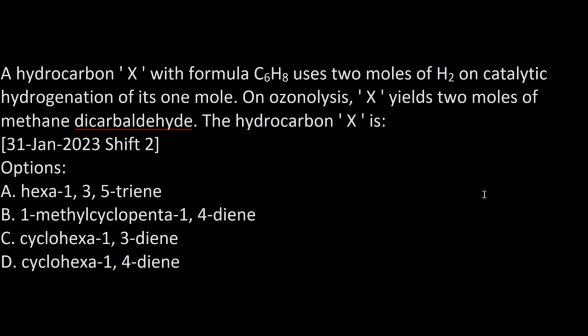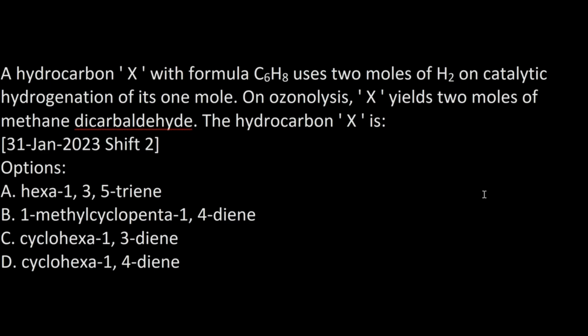A hydrocarbon X with the formula C6H8 uses 2 moles of H2 on catalytic hydrogenation of its 1 mole. On ozonolysis, X yields 2 moles of methane dicarbaldehyde. The hydrocarbon X is.